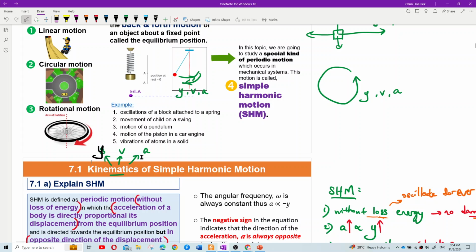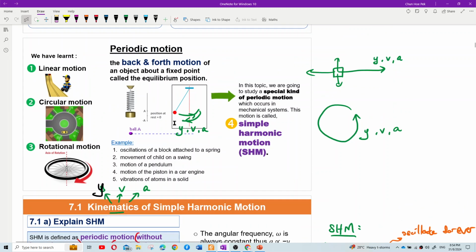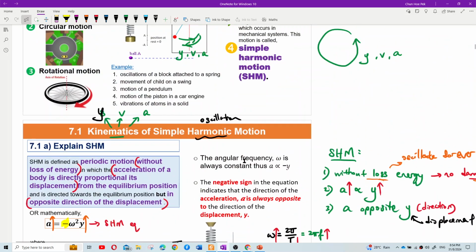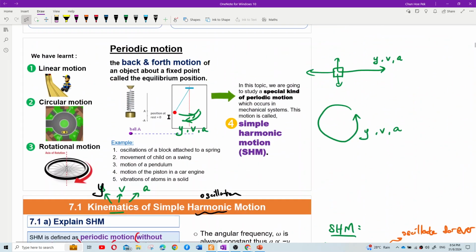Later we will understand. So now we are learning about this oscillation. We can regard simple harmonic motion like oscillation lah. So we are learning the displacement, velocity, acceleration, also the kinematics of this oscillation. So how do you calculate the displacement, velocity, acceleration?